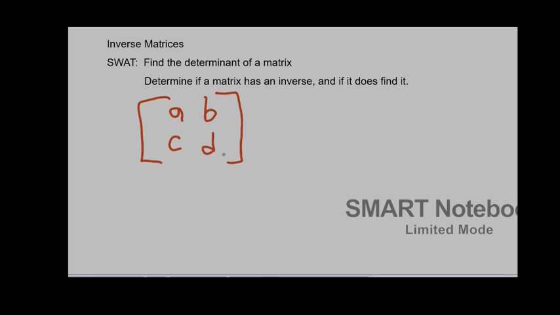The determinant is just going to be a value. And the formula that we're going to use to define the determinant is we're going to take A times D. So we're going to go across here. We're going to multiply A times D, and we're going to subtract from that B times C. And that's how you find the determinant of a matrix.